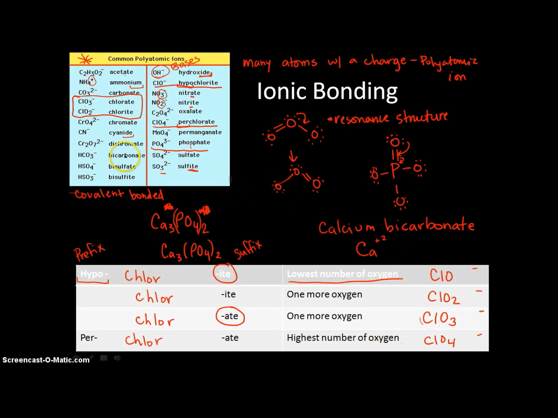Bicarbonate is HCO3 with a negative charge. So when you go to crisscross their charges, you know you need 2 of these and only 1 of those. So your final answer would be Ca(HCO3)2. Okay, so these polyatomic ions are very important, and make sure you study them for tomorrow.